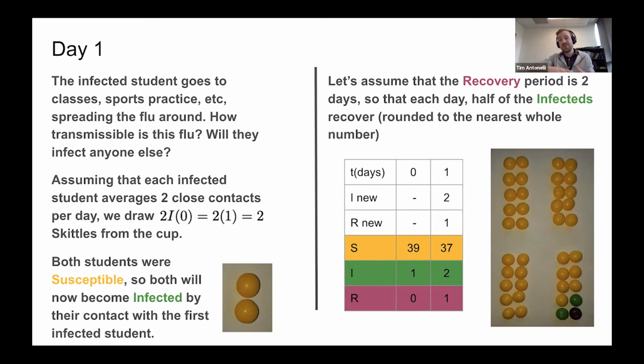The first is that transmission. And we found the best way to keep track, if you look over on the right, is to break up the days where you also have I new and R new. So at the point where you draw the 2 susceptibles, 2 times I, you would say my I new is going to be 2, because I've converted 2 yellows into greens. At the end of the day, it's probably best to figure out the numbers first, and then convert them. You can just eat the yellow Skittles and replace them with green, because they never go backward. You'll never need those 2 yellow Skittles again. So that's the transmission event.